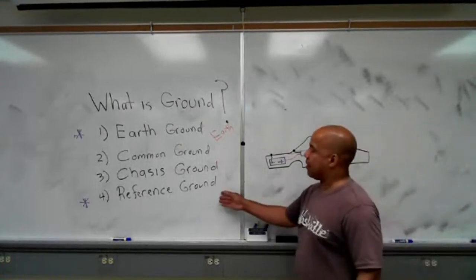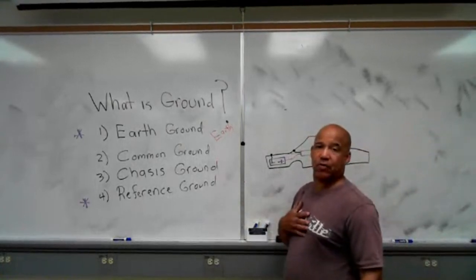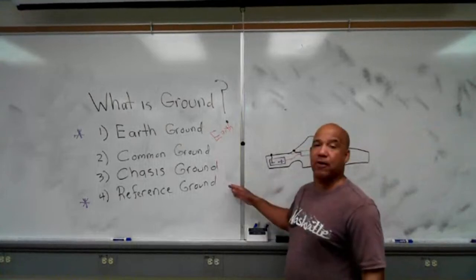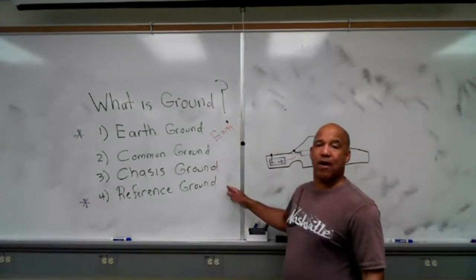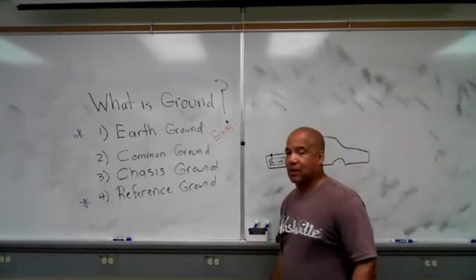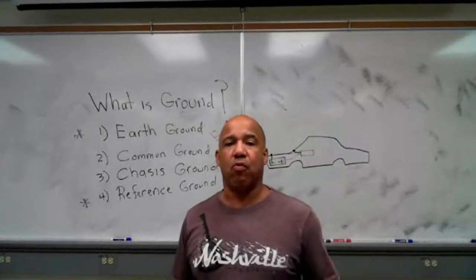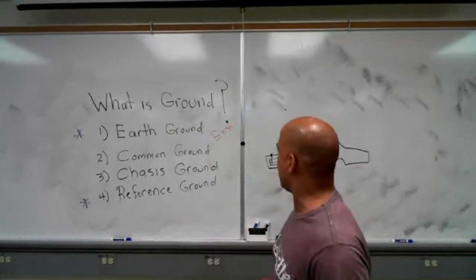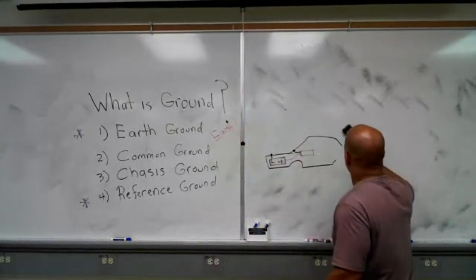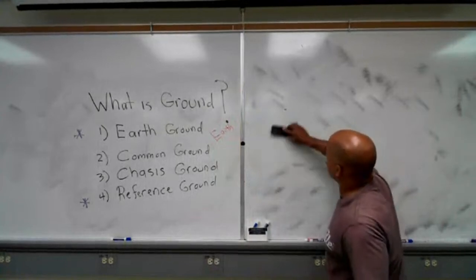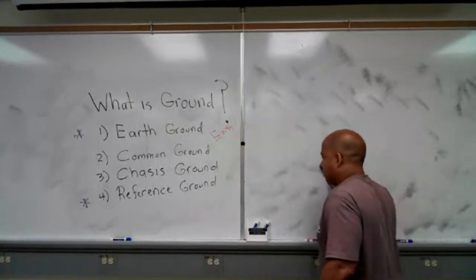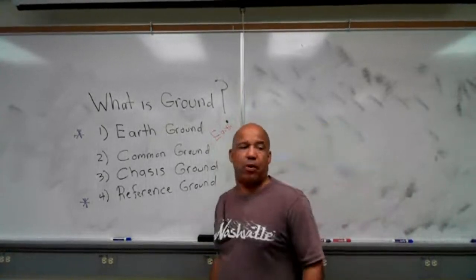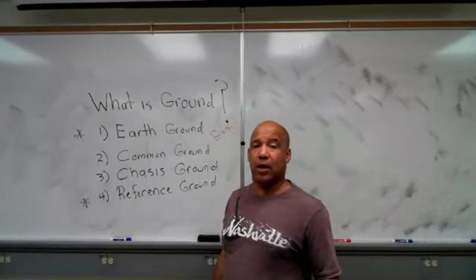The next type of ground, and this is what's important for us in electronics, is called reference ground. Reference ground. And that's what your lab is about. So I'm going to talk about reference ground. So let's just talk about the word reference. I want you to think of a reference as a starting point. A starting point.